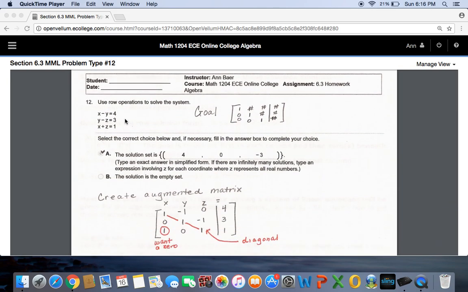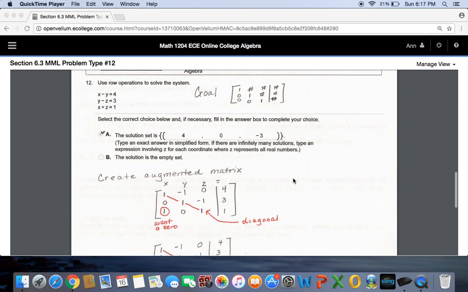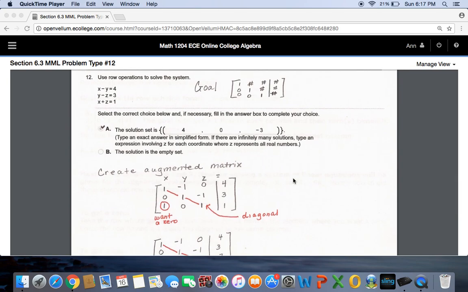So the problem I got for number 12 is this. Use row operations to solve the system. Here's our goal matrix, copied over again. First thing, create the augmented matrix. How do we create the augmented matrix? Well, on the left side of the vertical bar are the coefficients. The vertical bar stands for the equal sign. And on the right side, we have the constants.